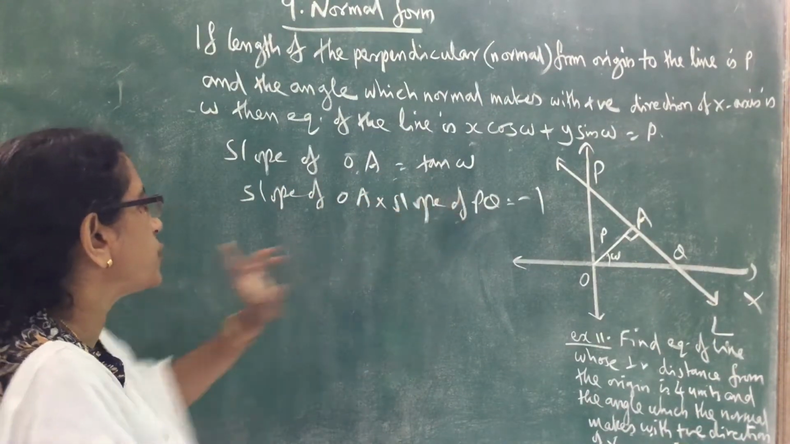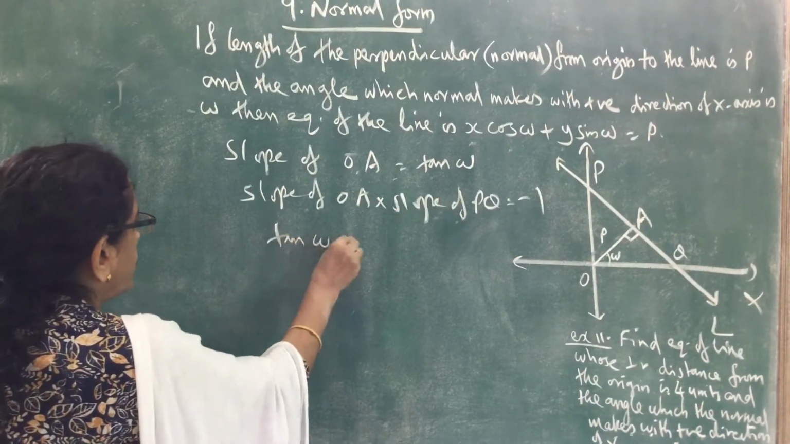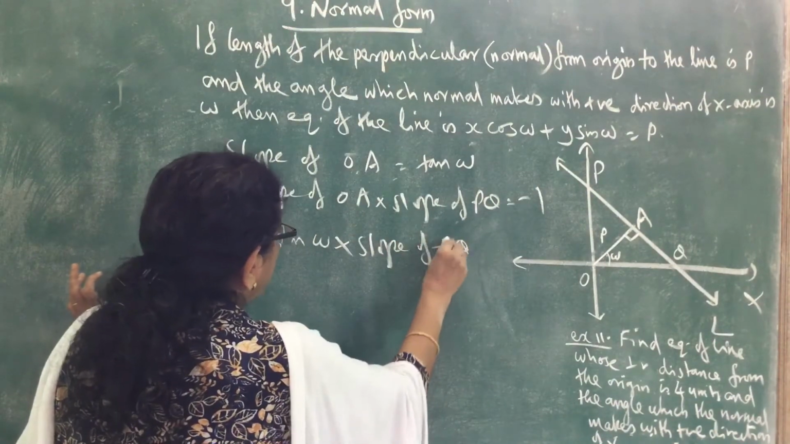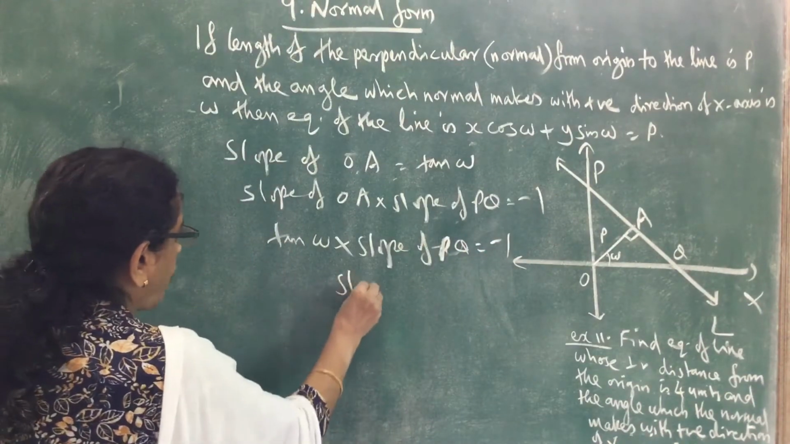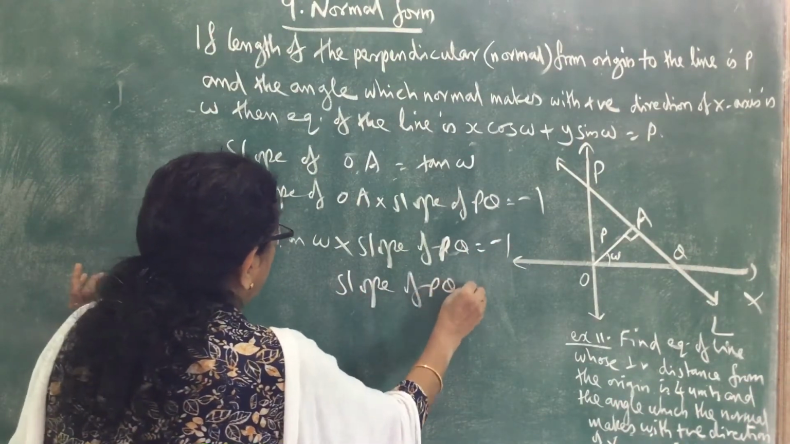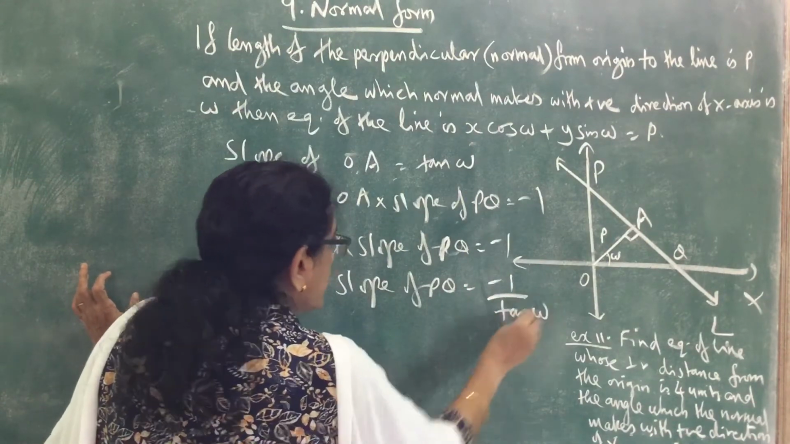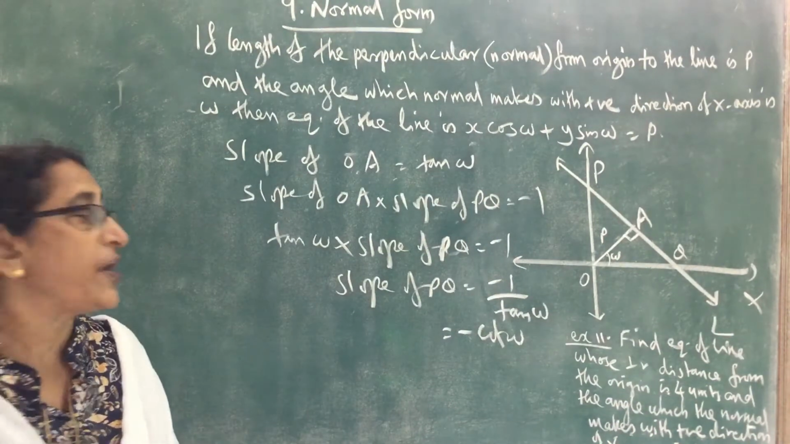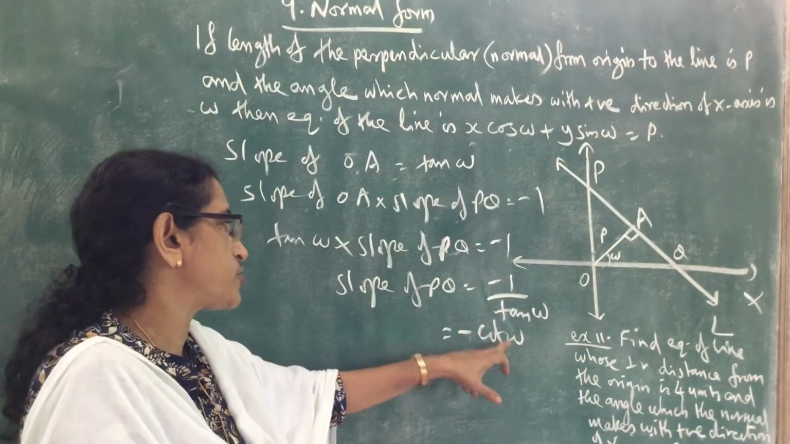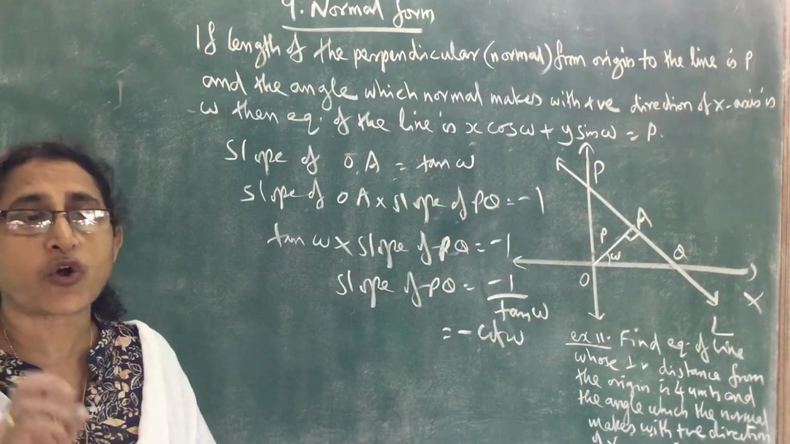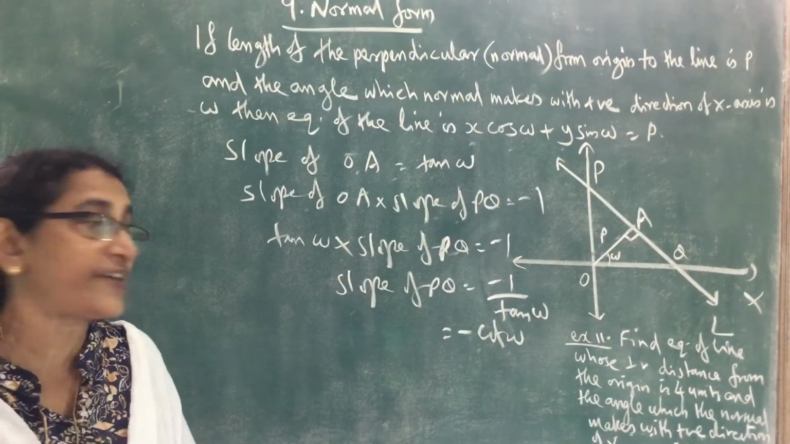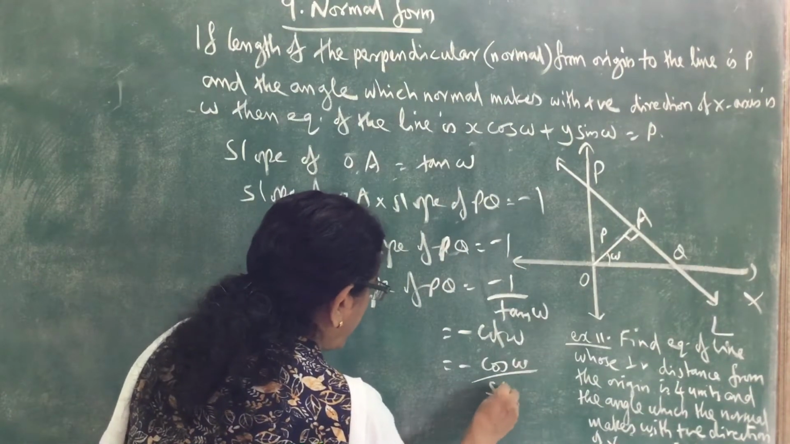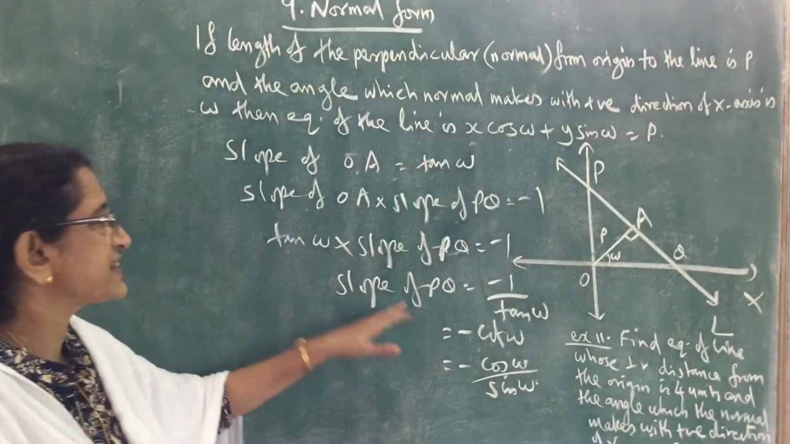So what is slope of PQ? So tan omega into slope of PQ equal to -1. Therefore, slope of PQ equal to -1 by tan omega, that is equal to minus cot omega. We know 1 by tan omega is cot omega. So minus cot omega. And we know cot omega is same as cos omega divided by sin omega. So that is equal to minus cos omega divided by sin omega. So we got the slope of PQ.